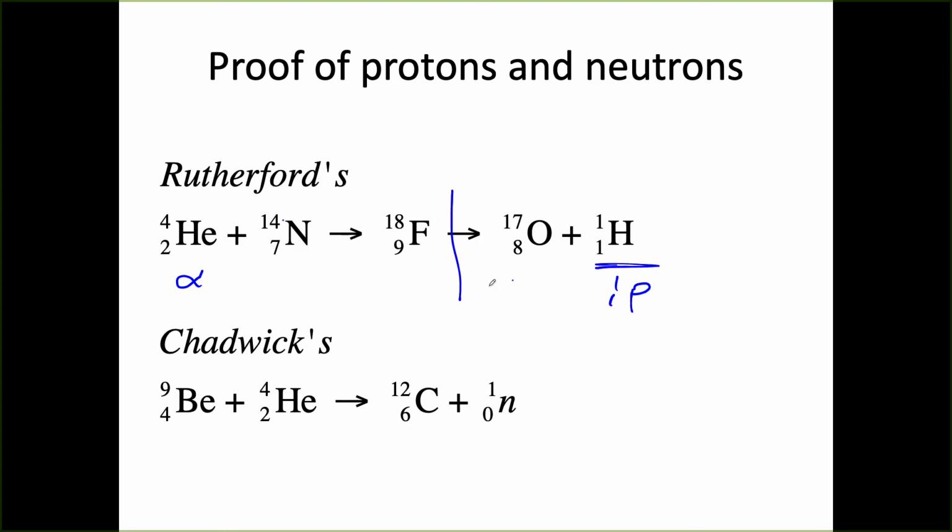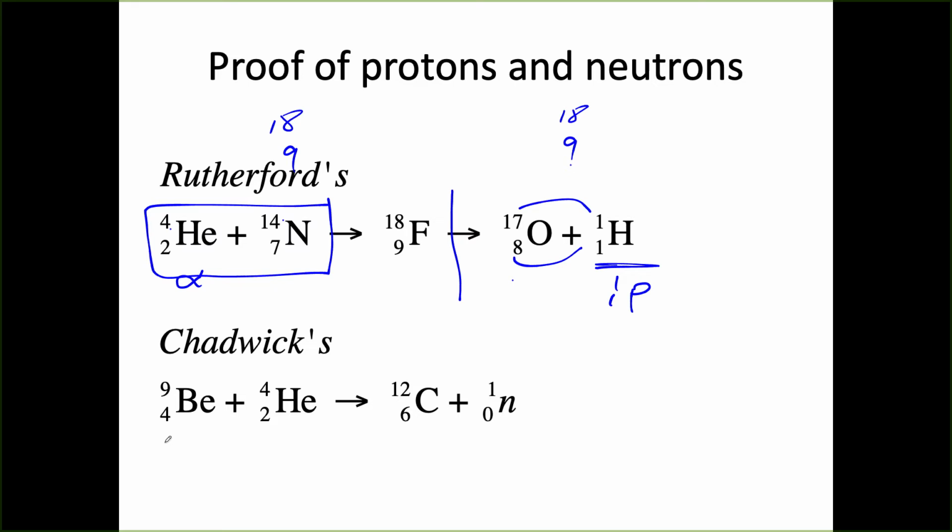Notice what we start with: the mass number, 18, and 7 plus 2 is 9. We should have this on this side: 17 plus 1 is 18, and 8 plus 1 is 9. And there we go. That's the sum. This number came from this plus this. 18 came from this plus this. So they're not just one element. This is the sum of both of those.